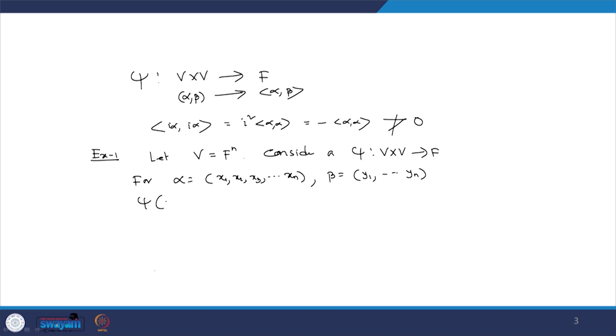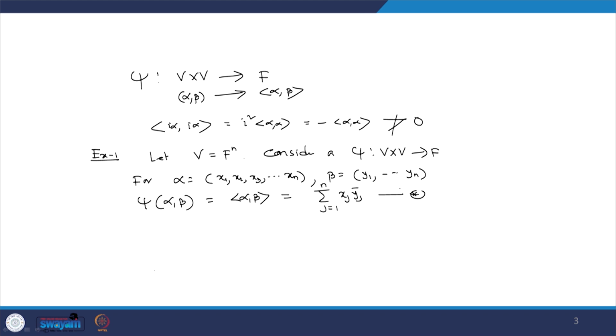Let me define the inner product psi of alpha, beta, which is equal to the inner product of alpha, beta. Suppose alpha has coordinates xj and beta has coordinates yj, j equal to 1 to n. If I define a function like this, psi of alpha beta equal to sigma xj yj bar, then I claim this function introduces an inner product over the space V equal to Fn.